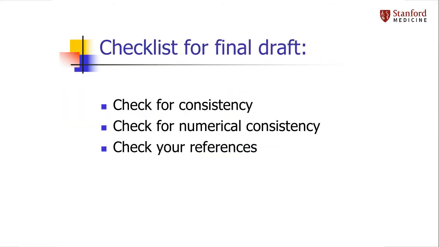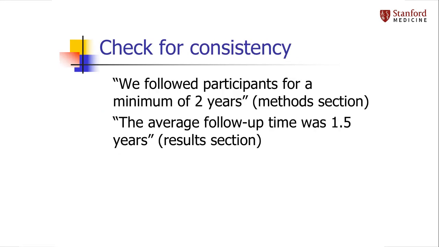Before you submit your final draft, you should check for consistency, and in particular, for numerical consistency. You also want to make sure that your references are not what I call references to nowhere. I'll talk more about this in a minute. Checking for consistency means making sure that you don't have things that are contradictory in different places in the manuscript.